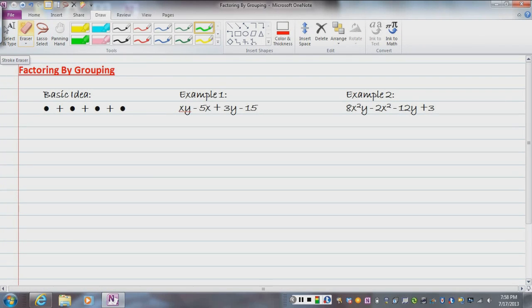Today we're going to talk about how to factor by grouping. We're going to go through the basic idea and then I'm going to do two examples for you. The basic idea is you have a 4-term polynomial.